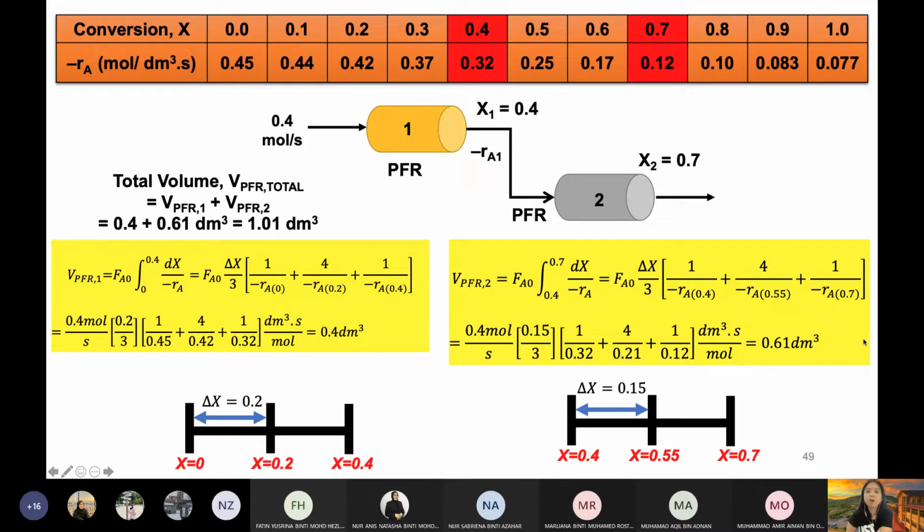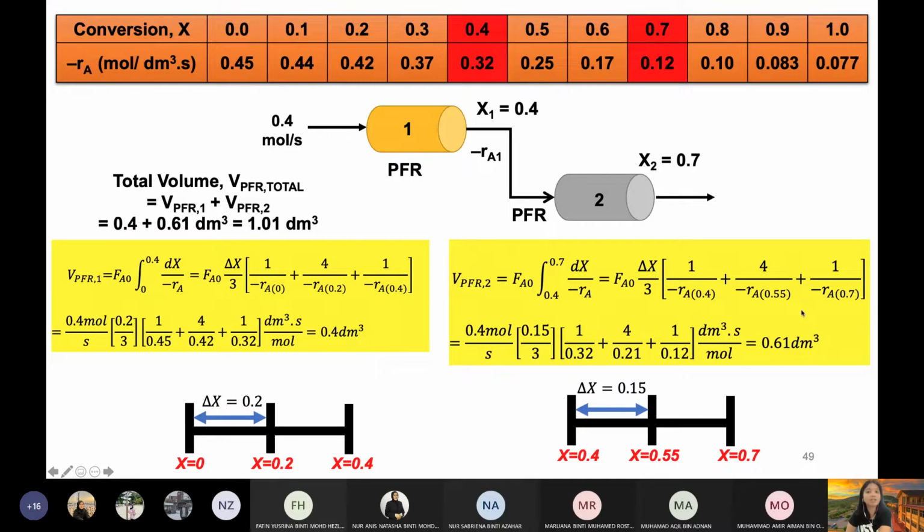Then you go to the 3 points. So become 1 per minus RA at my X1, which is 0.4. So apabila X1 saya 0.4, minus RA saya 0.32. Done. Okay, next. 4 per minus RA at my middle X. Middle X saya 0.55 kan? So ia menjadi minus RA when my X 0.55.